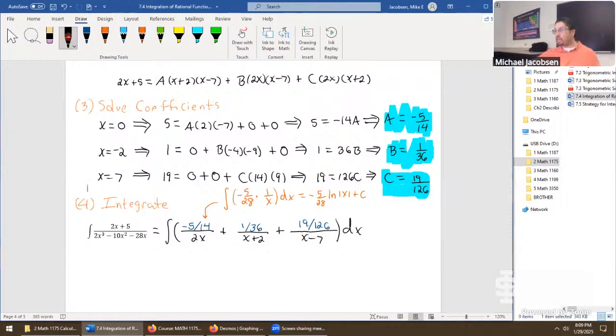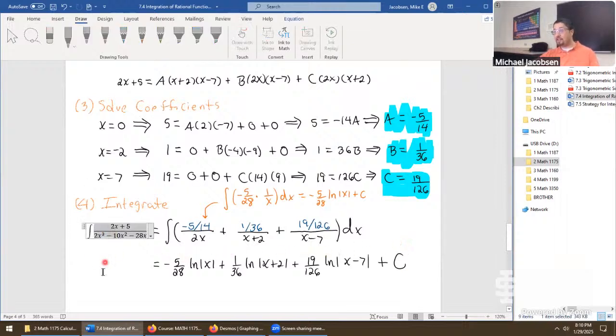Okay, with that out of the way, here's our full answer to this whole thing. Antiderivative of this rational on the left is just -5/28 natural log absolute value of x. Then we go down the line. This is a 36th natural log absolute value of x plus 2. Going down the line further, plus 19/126 natural log absolute value x minus 7. Add the all-important constant of integration, and we've got it, folks. This is the antiderivative of that rational expression, expressed as lots of logarithms.